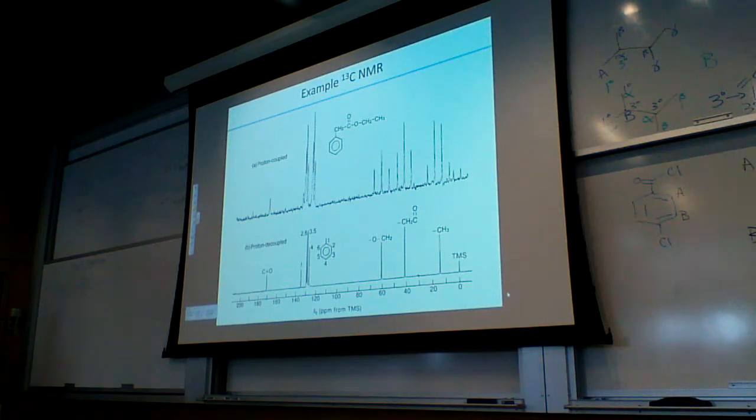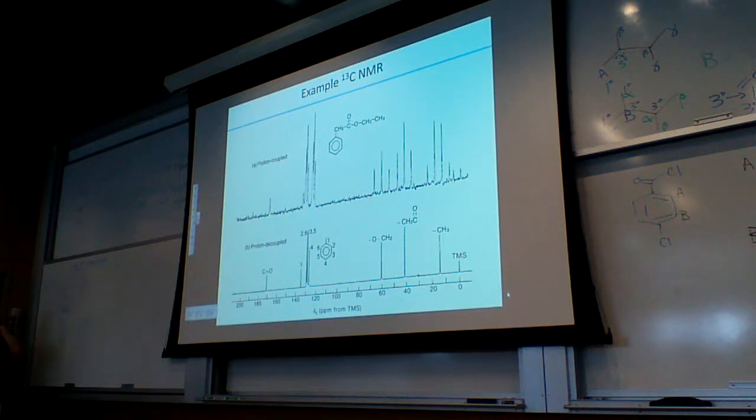This is what it would look like for a normal proton-coupled C13. But if we want to get rid of the splitting, we need to basically saturate the hydrogen sample. We want to get them super excited so that they're flipping so fast that the carbon doesn't see the difference between the two spin states. So we take a second channel, another channel where we send radio waves. For the hydrogen, we're going to get them excited the entire time we're collecting the spectra. It's just a very long pulse.